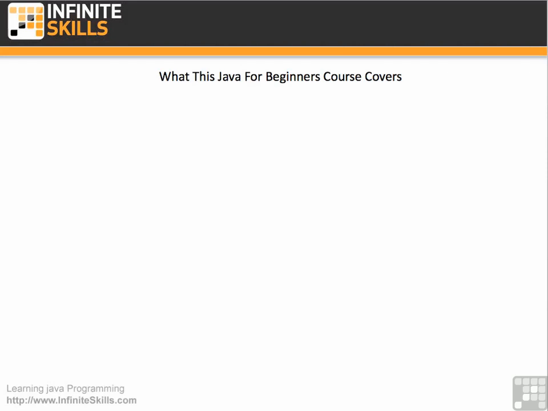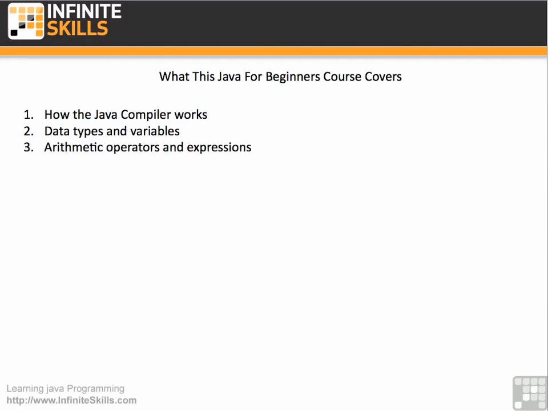This course will cover several introductory topics in Java. I'll list a few of them for you right now. First of all, we're going to talk about how the Java compiler works. After that, we're going to talk about data types and variables. Those are the building blocks of all programming languages. Then we're going to talk about how to do arithmetic in Java. So we'll be talking about arithmetic operators and expressions, simply how to do arithmetic.